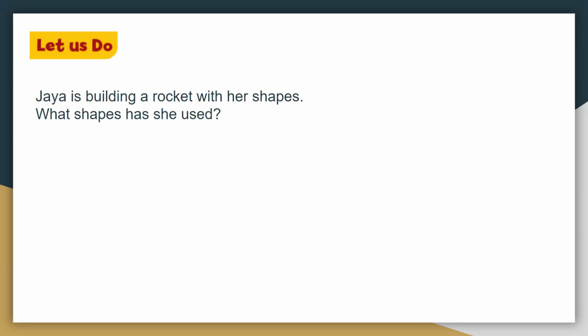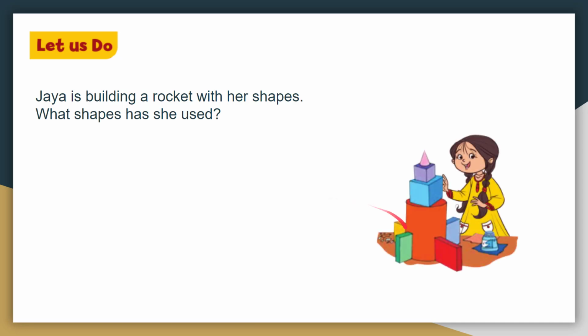Now Jaya is building a rocket with her shapes. Here you can see a rocket which is made using different shapes. So what shapes has she used? So here you can see on the top a cone, a cube, again a bigger cube, a big cylinder and 4 cuboids on each side of the cylinder.